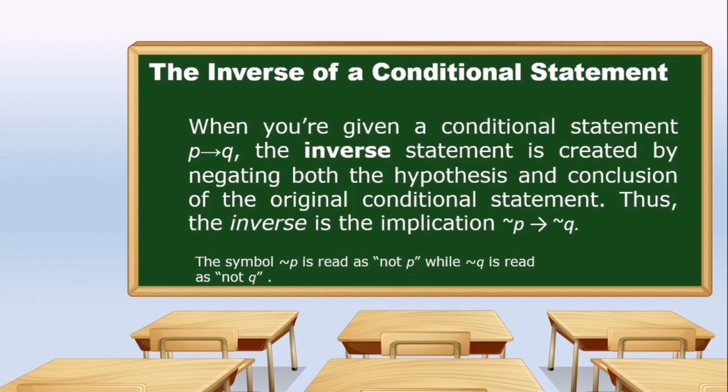Now, the inverse of a conditional statement. When you're given a conditional statement P implies Q, the inverse statement is created by negating both the hypothesis and the conclusion of the original conditional statement. Thus, the inverse is the implication, not P implies not Q.